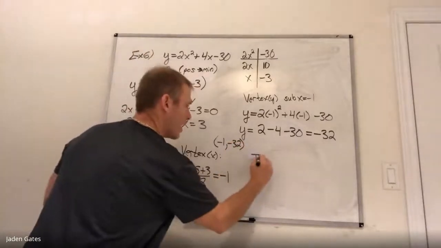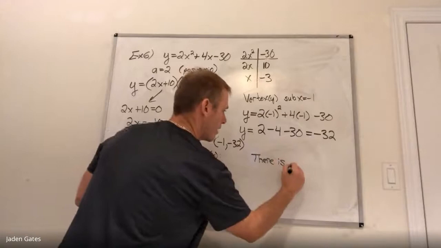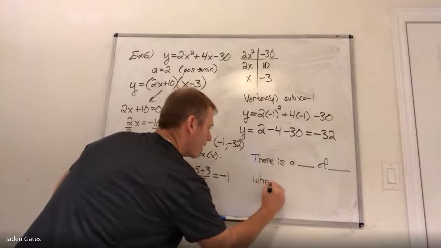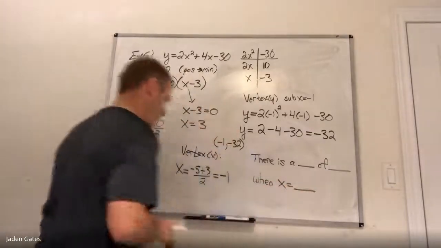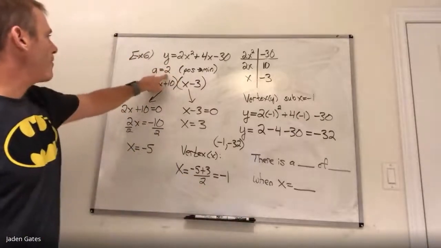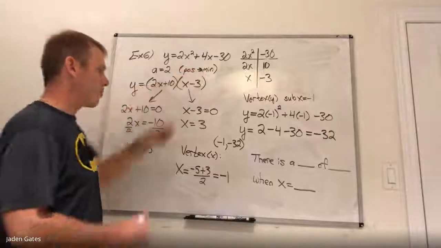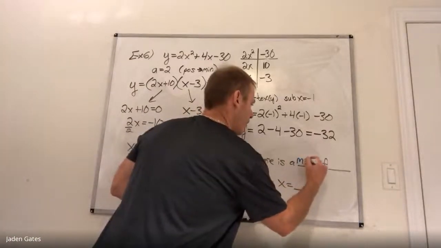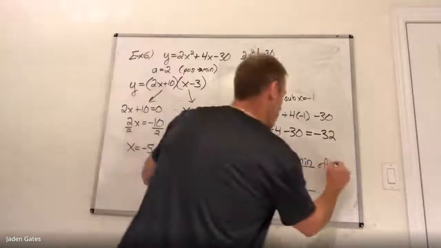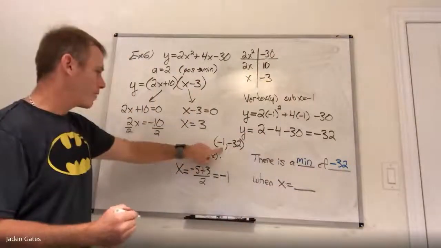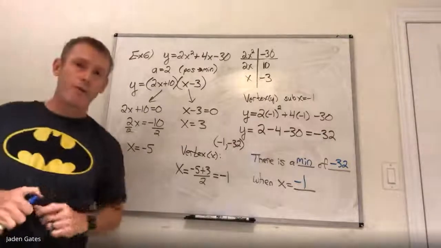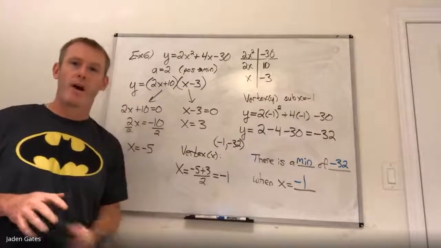But either way, I can now complete my sentence. There is a blank, a blank, when x equals blank. All right. And again, do we have a max or a min? We have a min because our a value is positive, which means this parabola opens up. What is the y value? The height of it, or lack of height in this case, a minus 32. And when does it happen? What is our x value? It's negative 1.